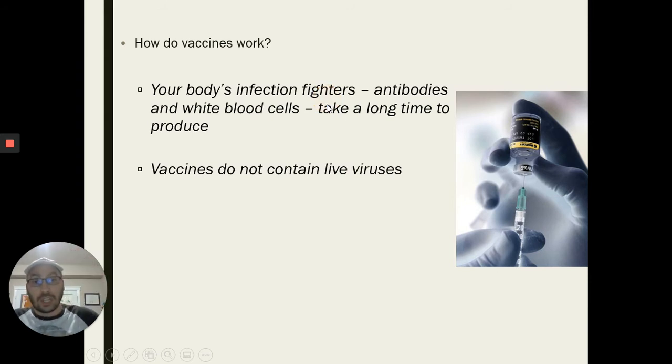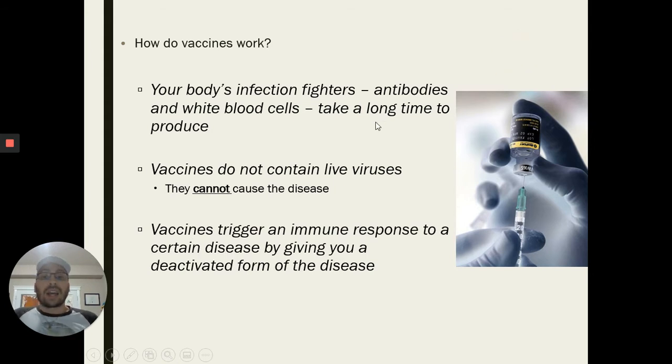Vaccines, when we're injecting people with the actual vaccine, it doesn't actually contain the live viruses, okay? It contains dead ones, so these things cannot actually cause the disease. The vaccines trigger our immune response by giving us a deactivated version of the disease.